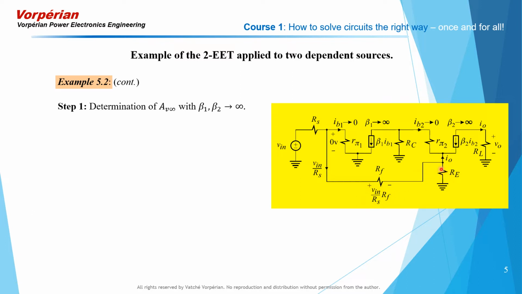And the sum of those two currents will be equal to the emitter current, which in turn, with beta 2 being infinity, means that the base current is 0, and therefore the emitter current will be equal to the collector current, which is the output current. And once you have the output current, you multiply that by the load resistance, you will get the output voltage. So we write those equations down here.